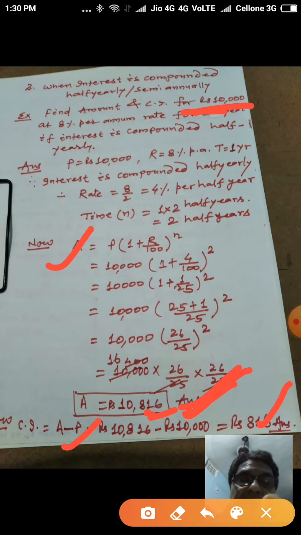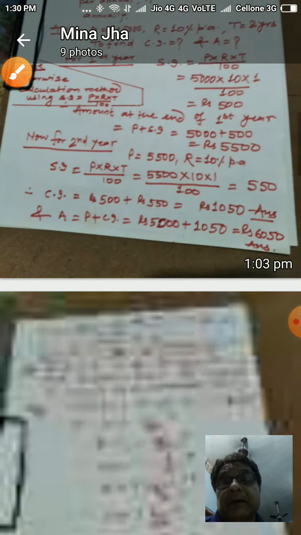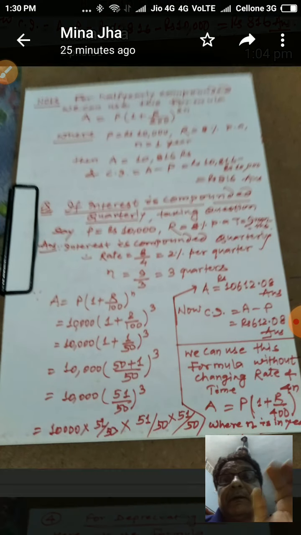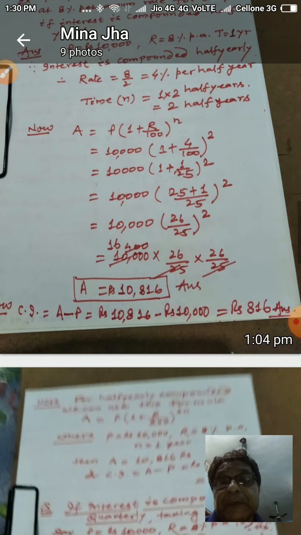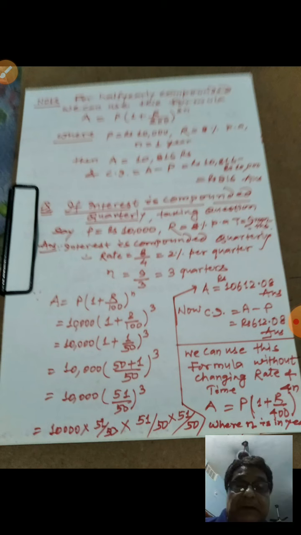You have to change it in half year. Okay, now we will see one more type. So see here, what is written on this page: the same work as we have seen in the case of compounded half yearly. So what we have done there, we have changed two pieces of information, rate and time.